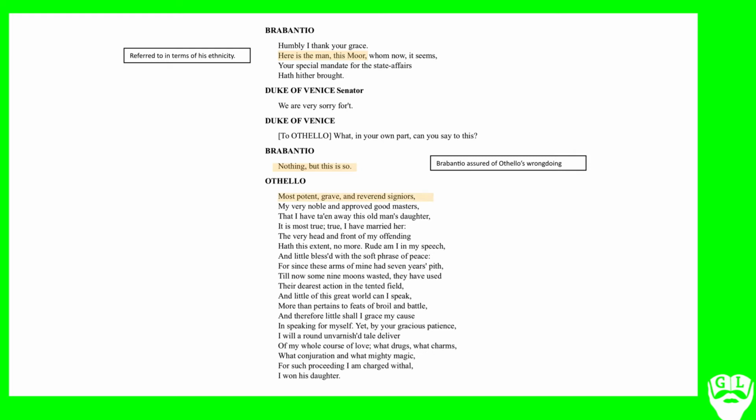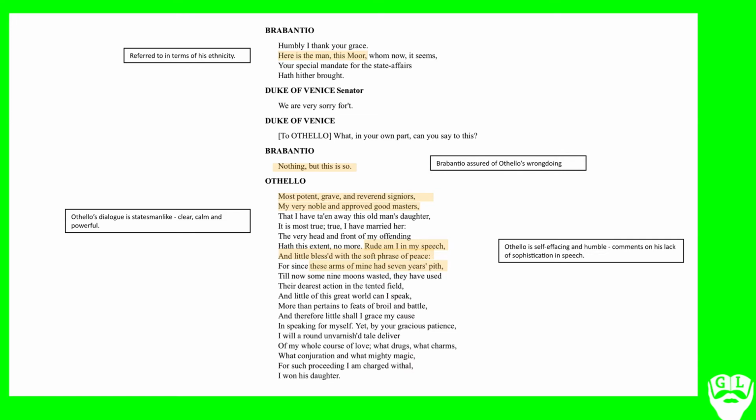But Othello says, "Most potent, grave, and reverend signors, my very noble and approved good masters." His dialogue is statesmanlike. Notice how he is clear, he's calm, he's powerful in the way he is speaking and describing himself, and it's very different to how Othello later on emerges as someone fragmented and almost destroyed by Iago's manipulations. He admits, he says, "Rude am I in my speech, and little blessed with the soft phrase of peace, for since these arms of mine had seven years' pith."